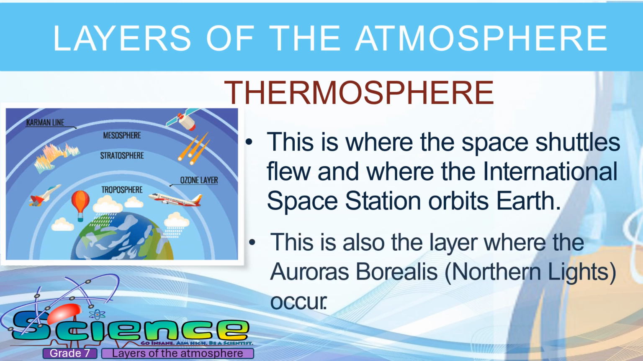The ionosphere, which is an ion-rich region, is found within the thermosphere. Auroras can be seen in the ionosphere. They are called aurora borealis in the northern hemisphere and aurora australis in the southern hemisphere.